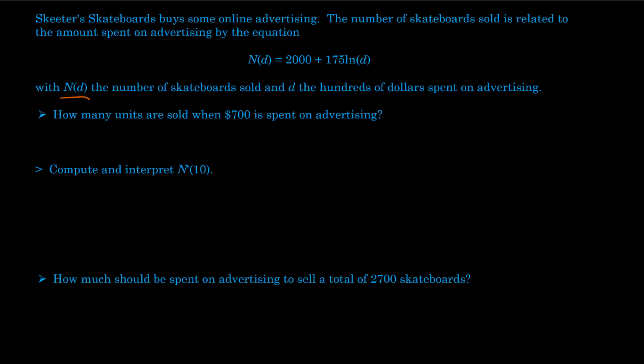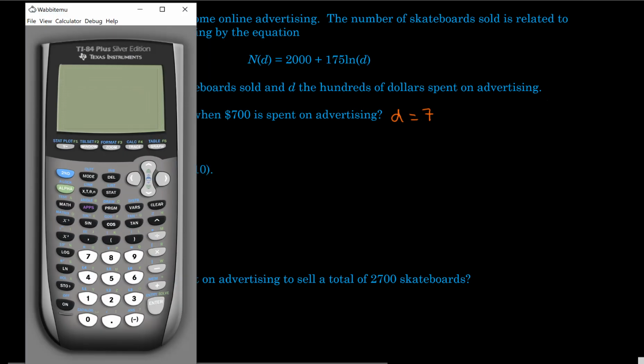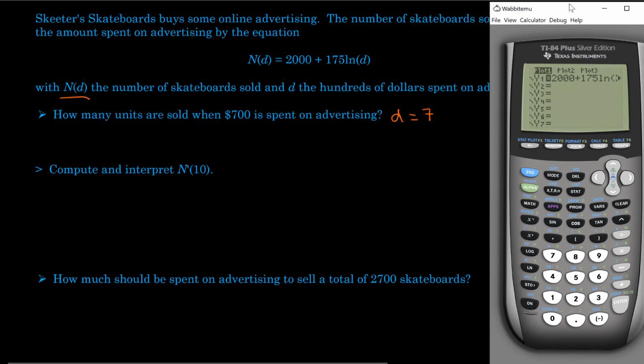Okay, part A says how many units are sold when $700 is spent on advertising? First thing we got to be careful of is to remember D is going to be 7. And what we're going to do is substitute this into the equation 2,000 plus 175 natural log of D. And coincidentally, on my calculator, there we go. I've already got the equation in there. What are the odds?